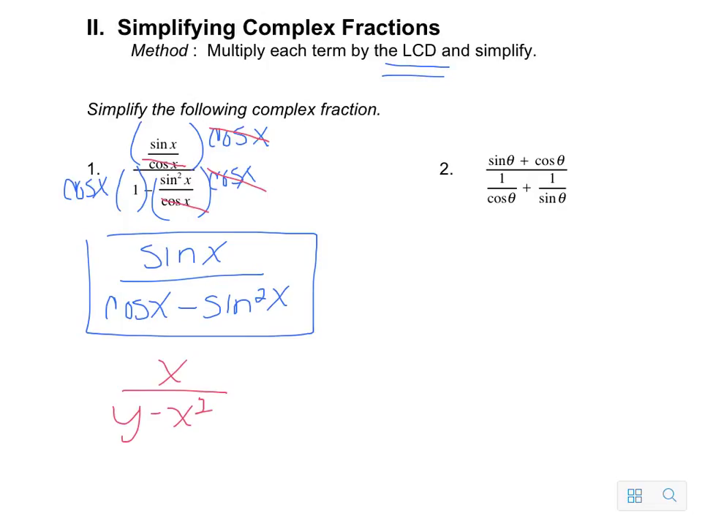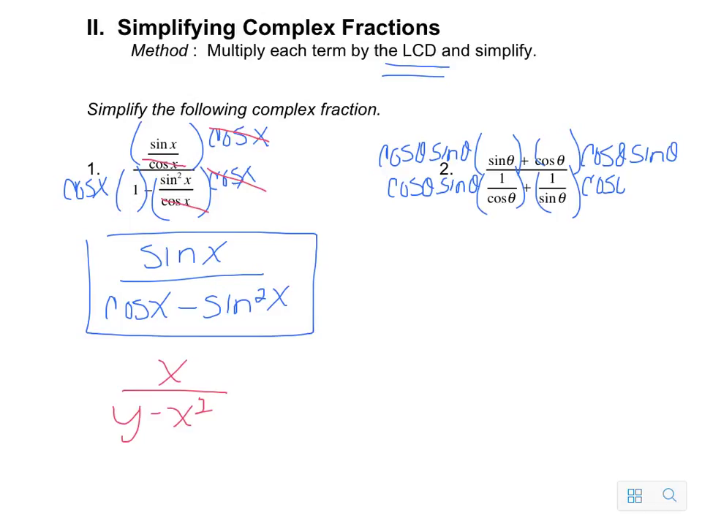My denominators are cosine of theta and sine of theta, so my LCD has got to be cosine of theta and sine of theta. So I'm going to multiply every term by cosine of theta and sine of theta. So this is going to be multiplied by cosine of theta, sine of theta. This term is going to get multiplied by cosine of theta, sine of theta. This guy is going to get multiplied by cosine of theta, sine of theta. And this term is going to get multiplied by cosine of theta, sine of theta. Let's see what I can cancel.